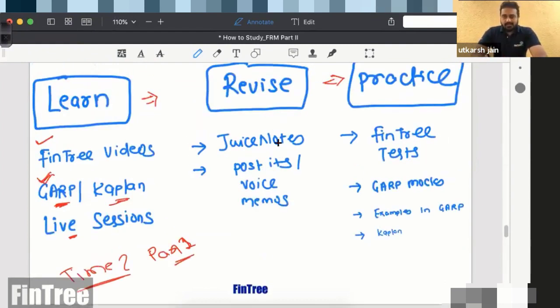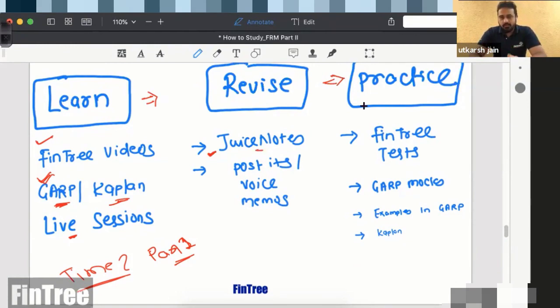Then how do you revise, which I believe is a very important part of your preparation at FRM Part 2, especially because there's so much theory that comes in. So your revision can happen on two fronts. One is the FinTree juice notes that we've started preparing. We're still in the early stage. We've prepared about 20-25% of the content. As we progress, we would continuously be adding more notes.